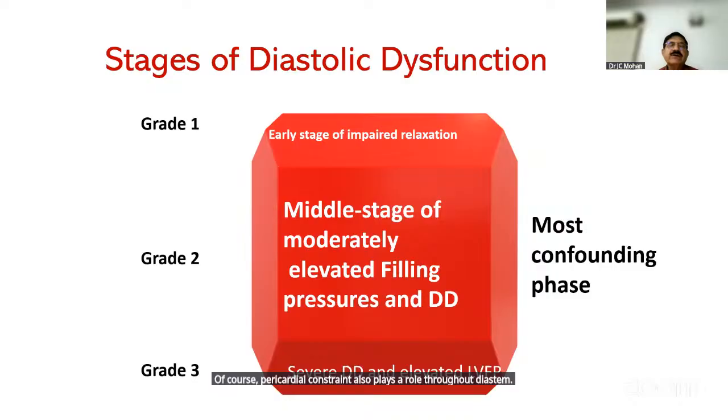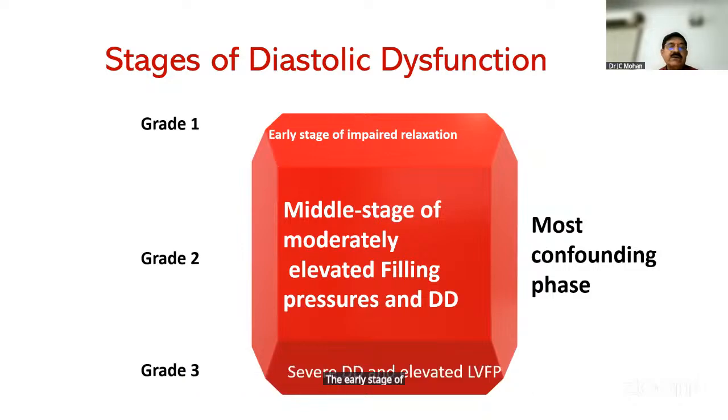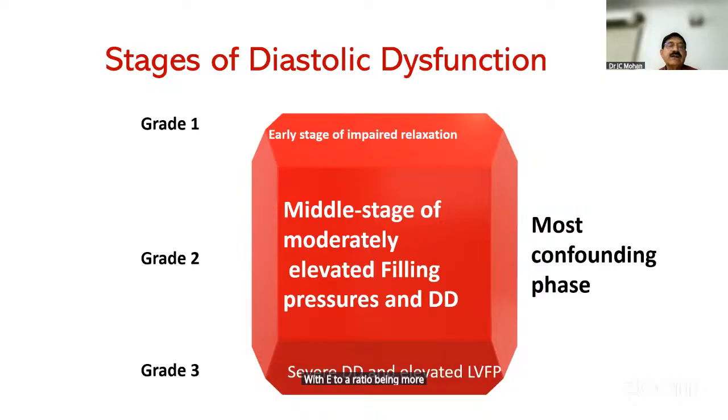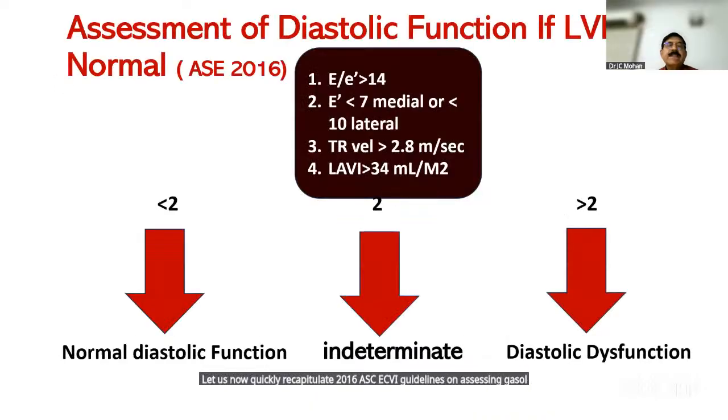We have talked about the grades of diastolic function: the early stage of impaired relaxation, grade 2 normal or pseudo-normal, and grade 3, which is a restrictive flow pattern, with E to A ratio being more than 2:1. Let us now quickly recapitulate the 2016 ASE/EACVI guidelines on assessing diastolic function.